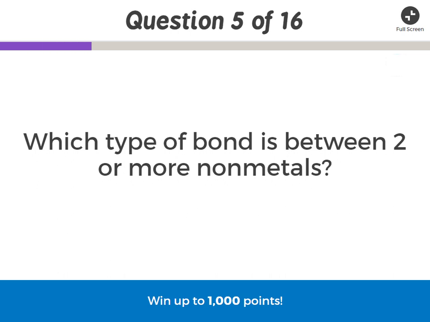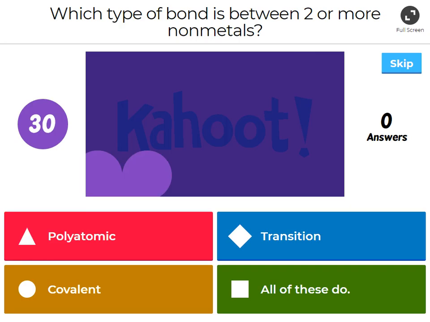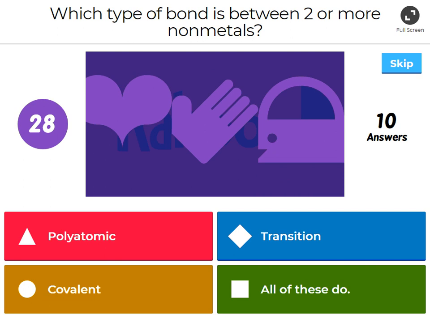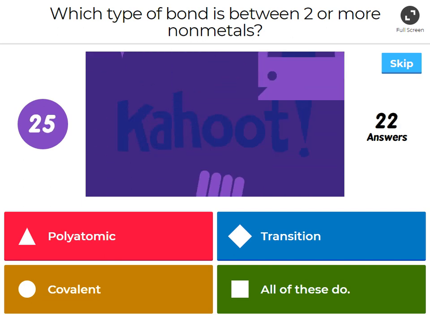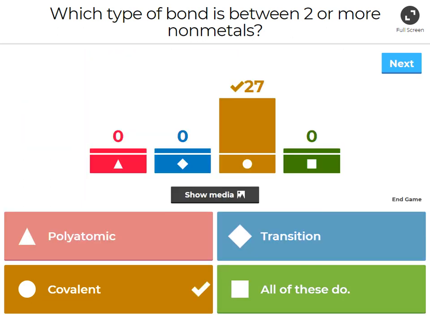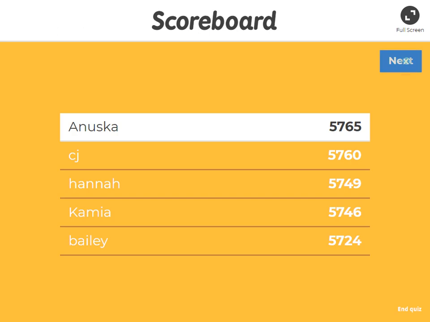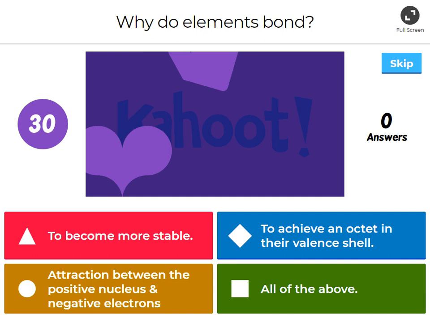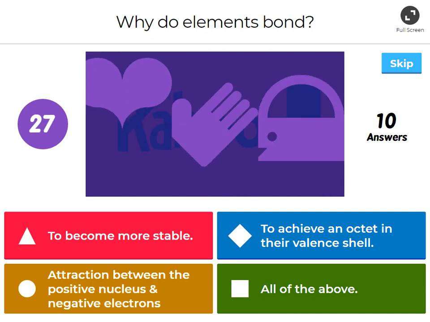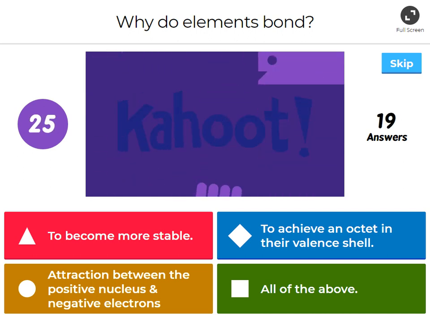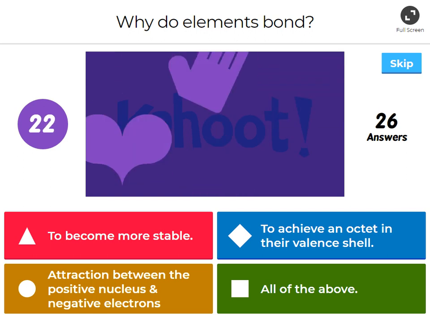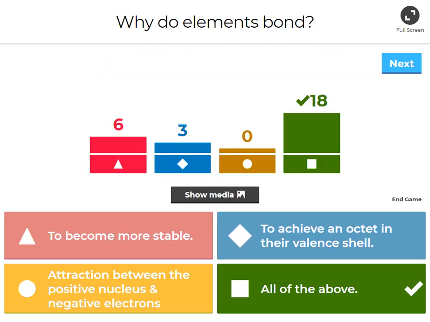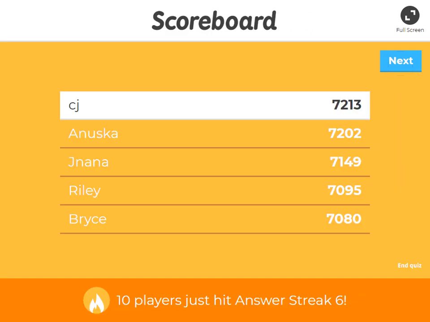Which type of bond is between two or more nonmetals? Okay, covalent it is. Covalent is non-metal, non-metal. Why do elements bond? Yes, to achieve octet. Yes, because of attractions. Yes, all the above. Best answer, all the above.